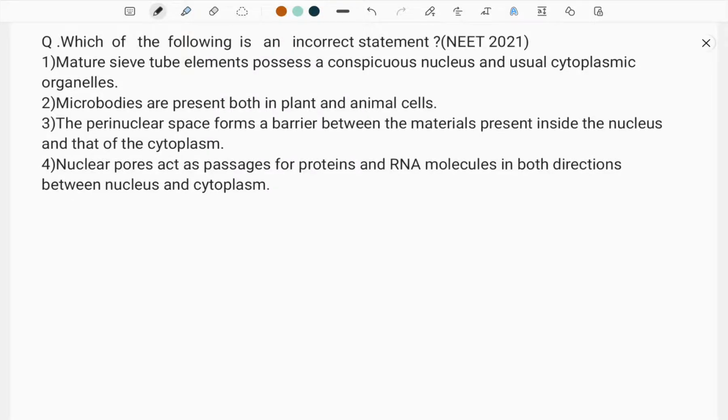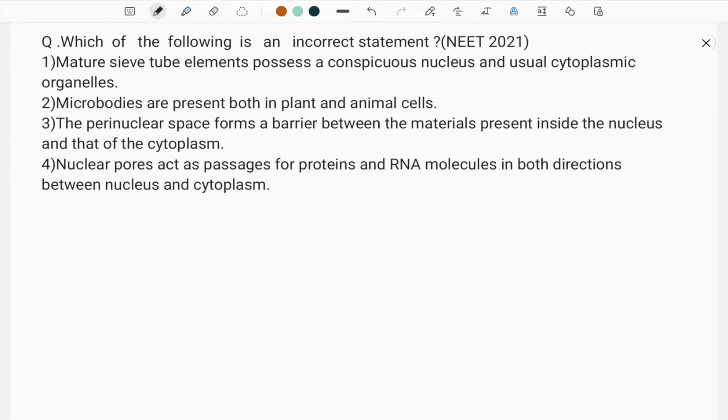Everyone, another question. Which of the following is an incorrect statement? See here, four statements are given, and surprisingly, the first statement belongs to plant anatomy. The second statement is from unit of life. The third and fourth statements also belong to unit of life. So we should have a clear understanding of this.